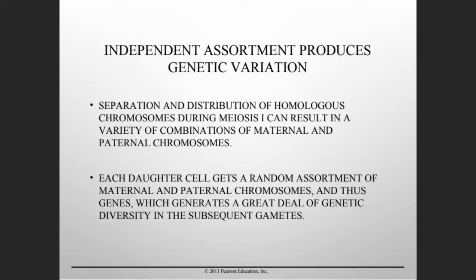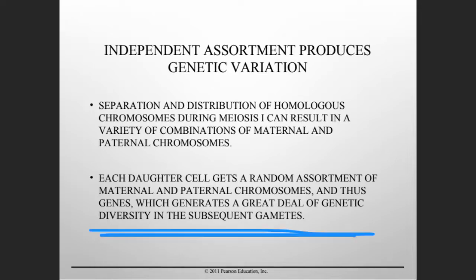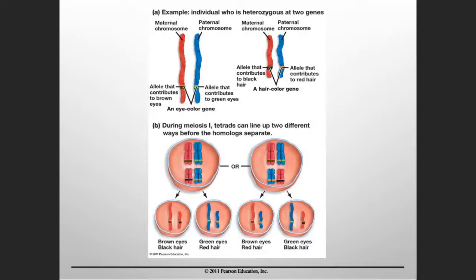So each daughter cell gets a random assortment of maternal and paternal chromosomes, and thus a random assortment of those gene alleles, which generates a great deal of genetic diversity. And then you throw in crossing over and you think how much diversity there is. So again, here are the 2. This is going to be diploid. It's still diploid because it's got 2 sets, but it's only got 2 pairs of chromosomes. Right? Here's an allele that contributes to brown eyes and green eyes, and this one's going to be black hair and this one red hair.